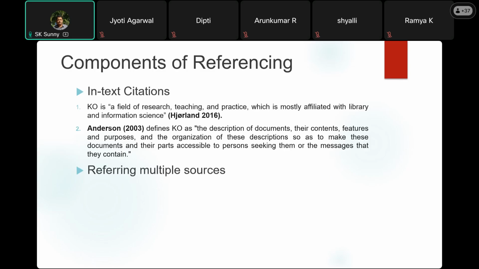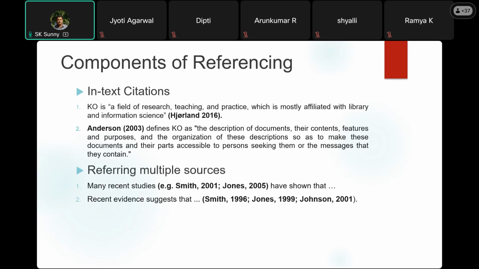And at times we might need to cite multiple sources for a single statement. Like many recent studies have shown that, whatever comes later. So many recent studies, and I have given Smith 2001, Jones 2005. So these two papers have shown something. So this is referring to multiple sources, or citing multiple sources. Similarly, recent evidence suggests that some claim, and what are the papers? Smith, Jones, and Johnson. These are arbitrary names, just taken for example. So this is how we can refer to multiple sources.